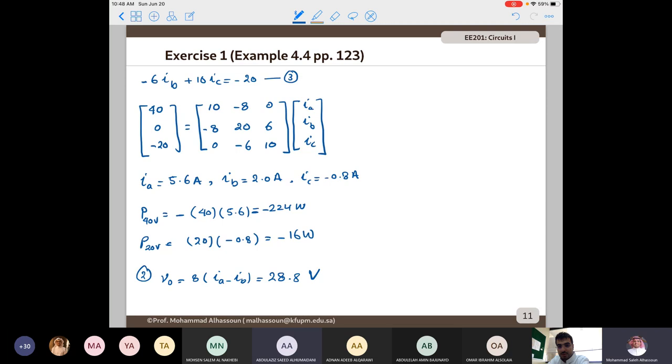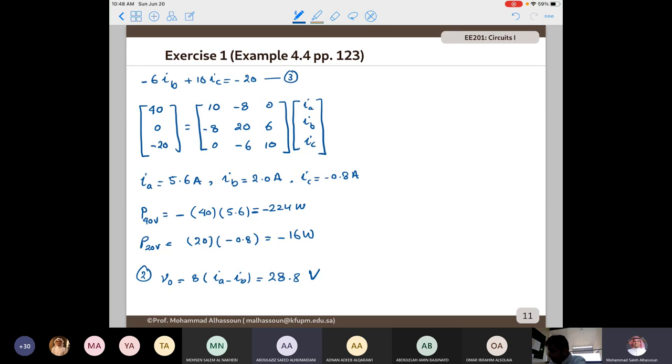Yes, doctor. Question. So when do we need to use the mesh method? In all of these exercises you're asked explicitly to use the mesh method. Inshallah, tomorrow we'll explain which technique to use in which circuit. But simply, the simple answer is the one that's going to give you the fewer number of equations. Okay, nice. Thank you. Ahmed?